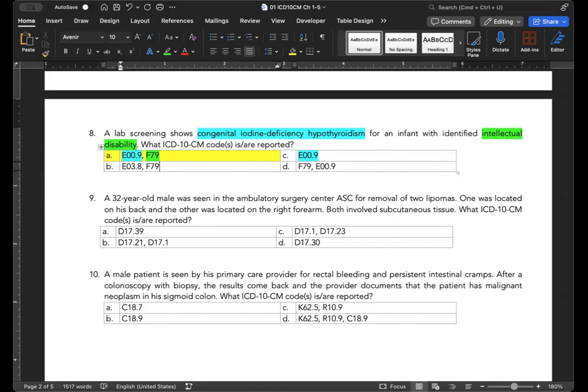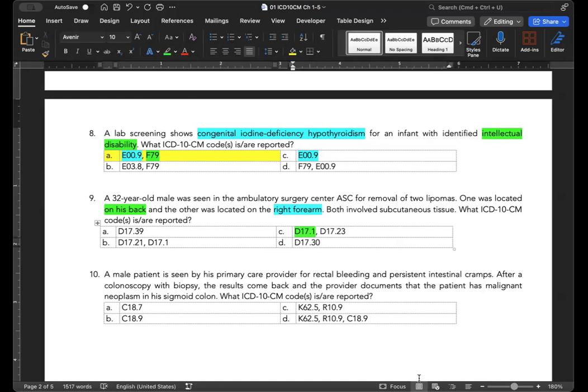Okay, and then we had 2 separate lipomas. One is on the back, and then one is on the right forearm. So the one on the back, what entry would we use for the one on the back? The trunk. Yep. So what's our code for the back? D17.1. Yep, D17.1.